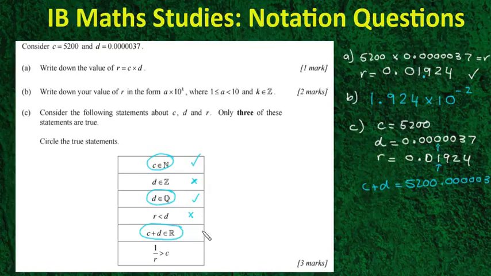And then just to double check to make sure that we have got the right 3, it says 1 over R, so 1 over 0.01924 is greater than C. Well, C is 5200. And all I need to do now is put in my calculator 1 over, or 1 divided by 0.1924. That gets me 51.975..., and then greater than 5200, which obviously is not correct. So that's not right. So there my 3 are correct. Hopefully you got those ones as well.